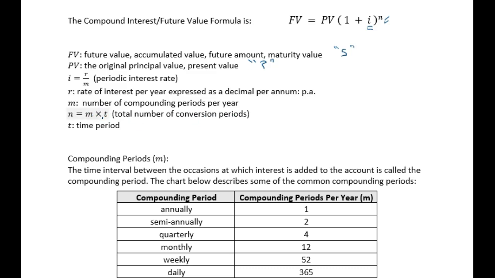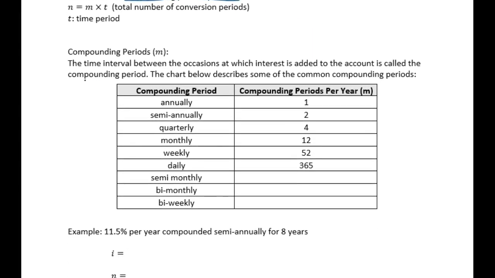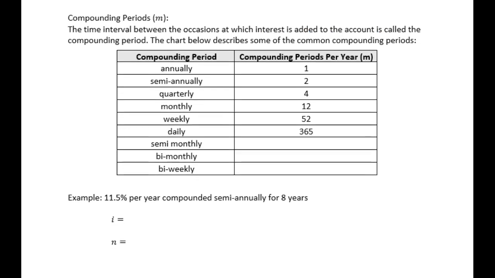So t, we've already seen as our time period in years. And m is a new one that we haven't really seen. That's the number of compounding periods per year. So let's take a moment to talk about what m is actually representing. It's the time interval between the occasions at which the interest is added to the account or added to the principal. It's also called the compounding period.